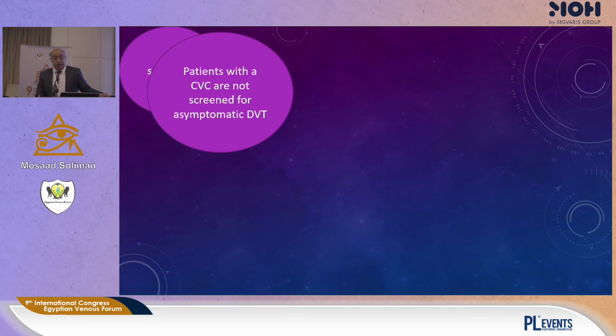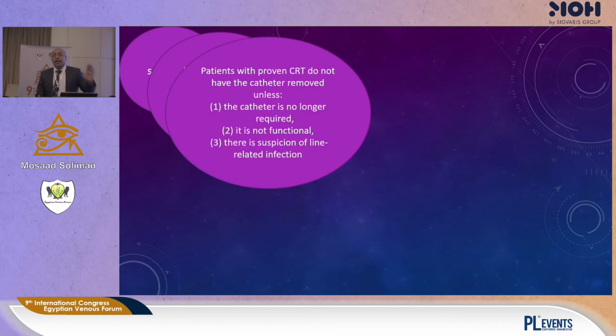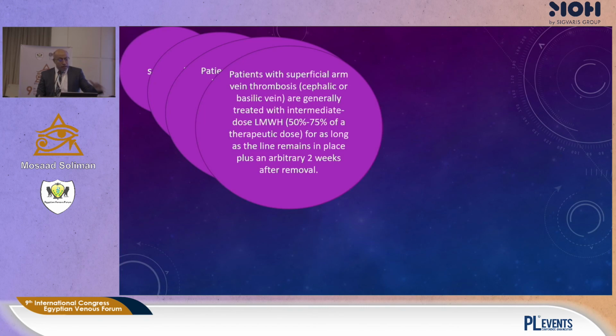The summary of what I am saying is that patients with central venous catheter don't have to be screened as long as they are asymptomatic. The second thing, leave the catheter in place. You only remove the catheter if it is malfunctioning. You remove it if there is a catheter-related infection, and you remove it if it is no longer required. So don't hurry toward the removal of the catheter just because the radiologist just told you that there is a catheter-related thrombosis. Patients with superficial thrombophlebitis related to the catheter are managed by 50% of the anticoagulation of low molecular weight heparin as the usual way.